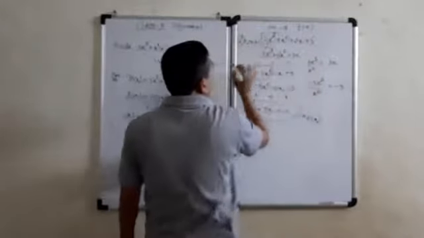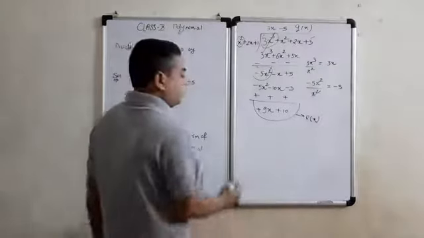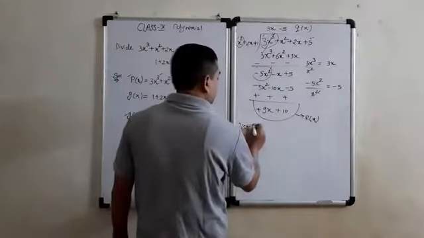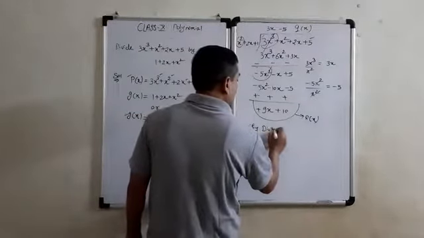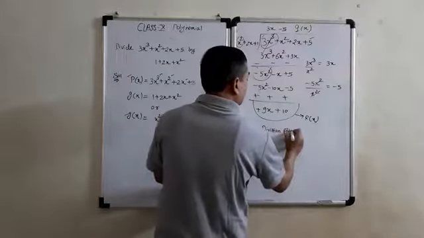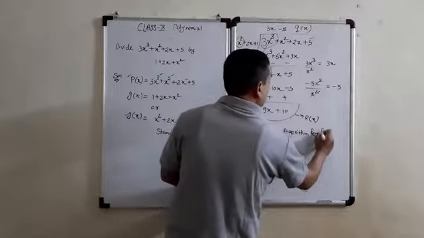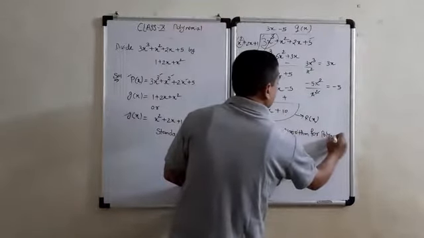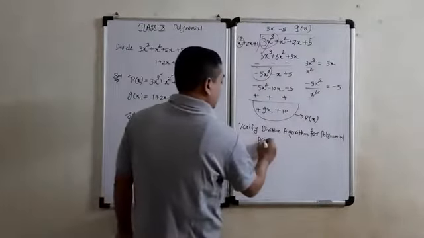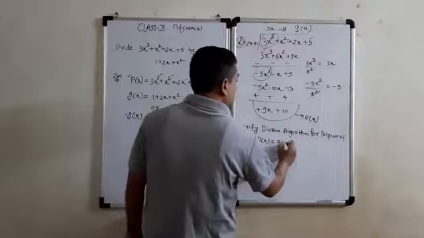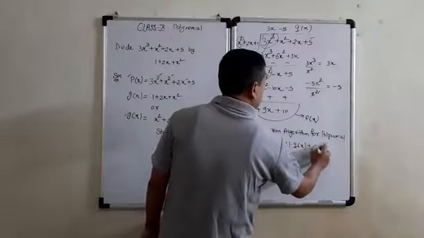Okay. This is your divisor and this is your dividend. So now we can verify the division algorithm of polynomial. Okay, so what is that? That is P of x is equal to G of x into Q of x plus R of x.